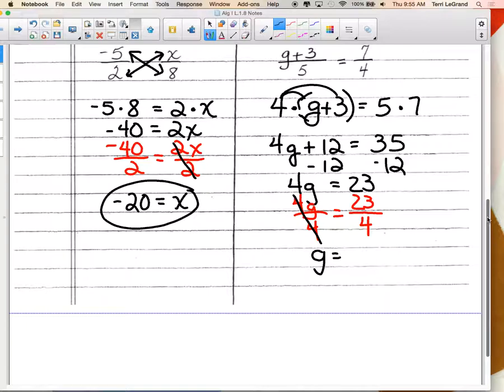Anybody have a solution yet for G? Okay, what do you have, Adrian? I got G equals 5.75. Okay, he has G equals 5.75, 4, 5, and 7,500. What do you have, Andrew? G equals 5.75. Okay, you have the same thing. Anybody have something different?